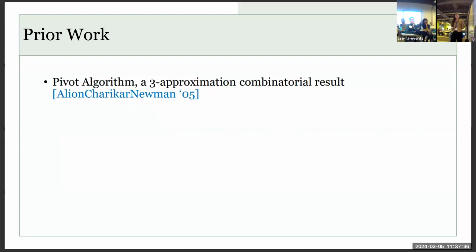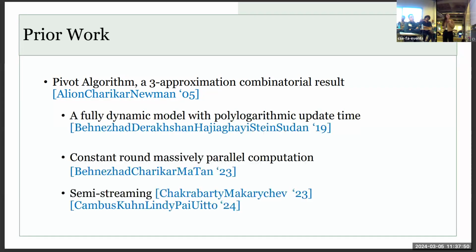There is another line of work using the pivot algorithm, which was introduced in 2005 by Ailon, Charikar, and Newman. This is a combinatorial result that gets a 3 approximation. There has been a lot of implementation of the pivot algorithm on sublinear models that I'm going to talk about more in the rest of the talk.